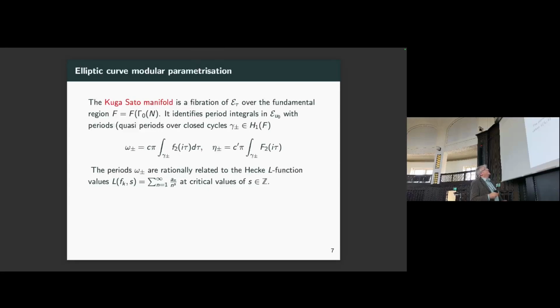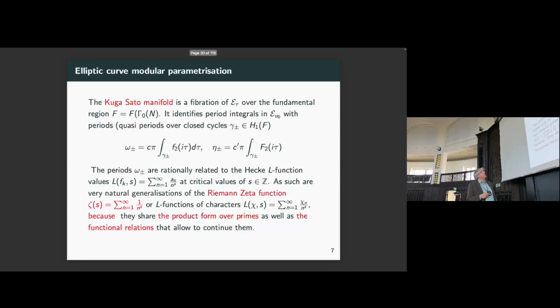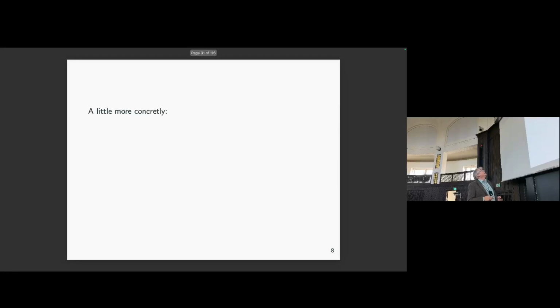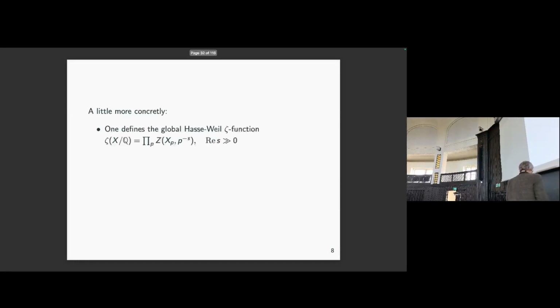And these periods are rationally related to the Hecke L functions. And the Hecke L functions are basically generalizations of the Riemann zeta function. So if you talk about special values of something, it is actually very similar, because what you get here is just the coefficient of this modular form. Everything else is the same. And moreover, they have the same product form over primes, and also have the same functional relations that you have for the Riemann zeta function, which of course leads to the famous Riemann hypothesis concerning the properties of primes.